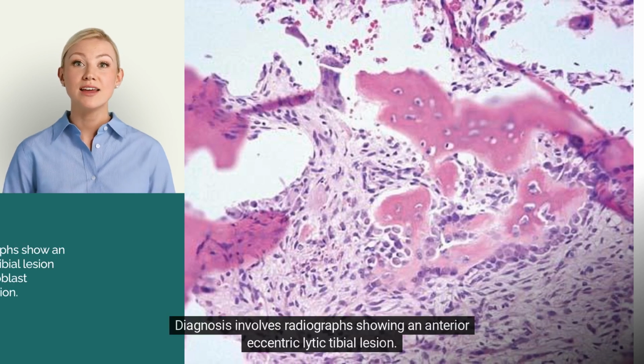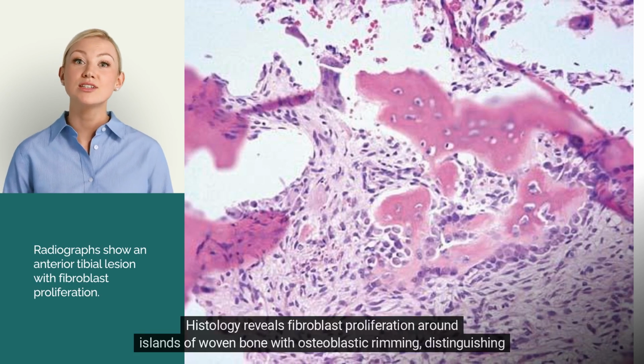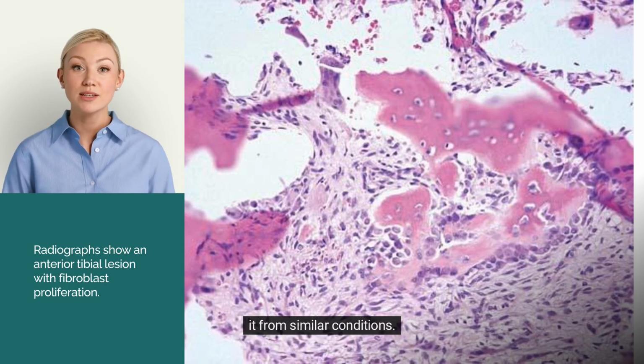Diagnosis involves radiographs showing an anterior eccentric lytic tibial lesion. Histology reveals fibroblast proliferation around islands of woven bone with osteoblastic rimming, distinguishing it from similar conditions.